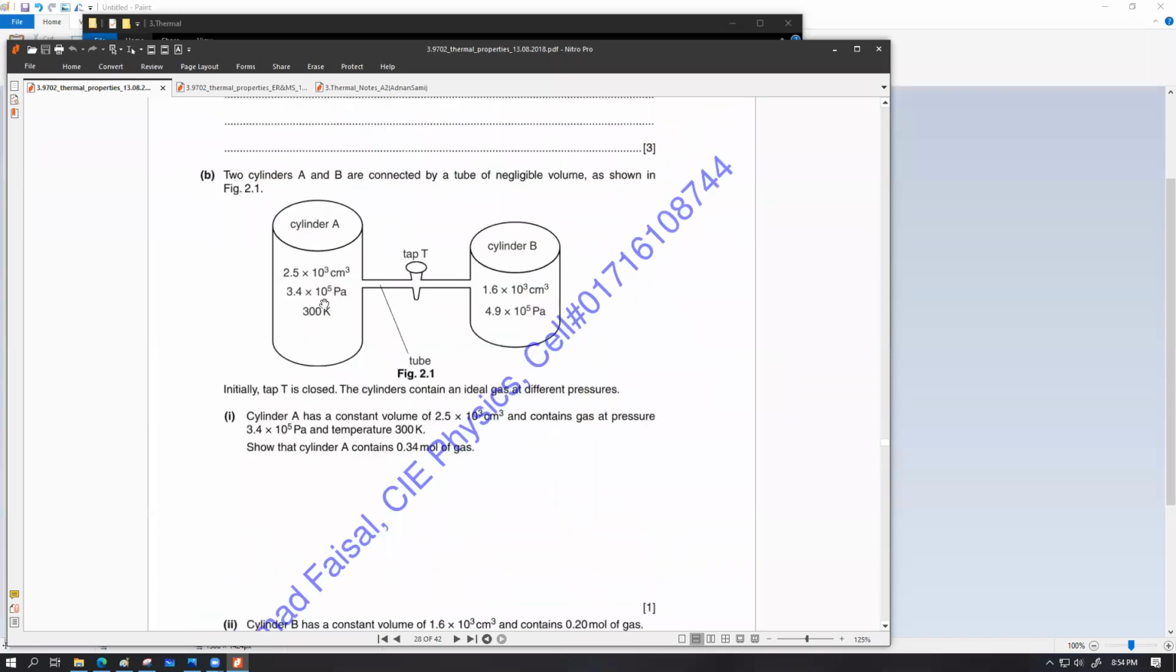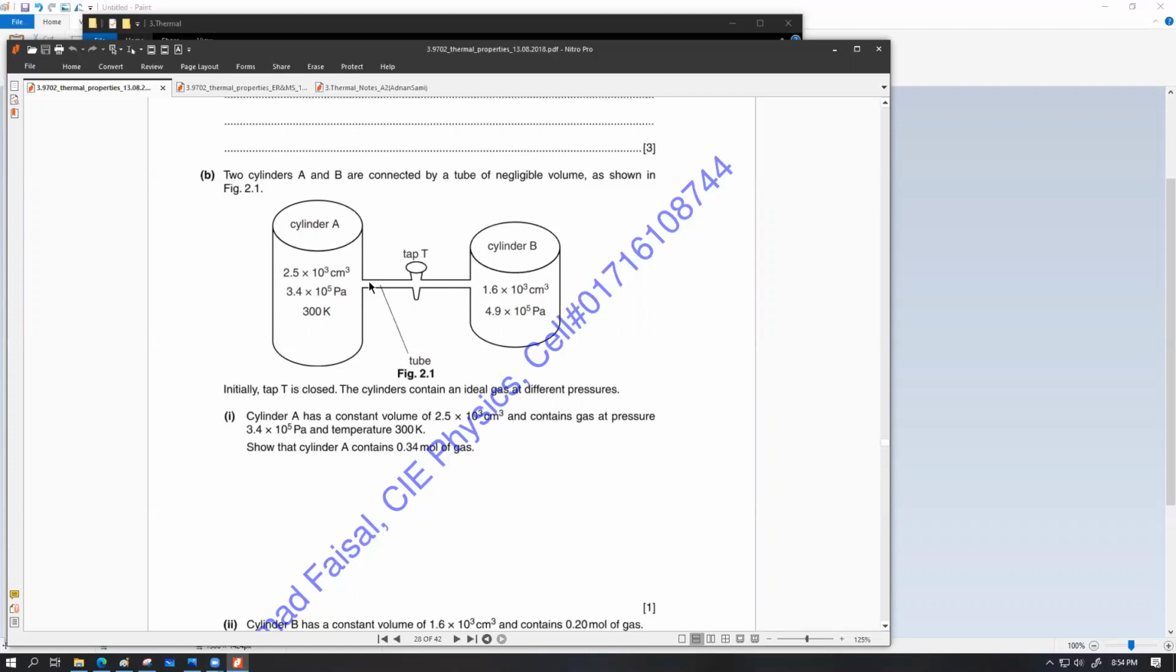Okay. Here's the deal. Whenever the tap would be opened, gas should be entering from cylinder B into cylinder A, because this one is at a lower pressure 3.4 × 10⁵. This one is at a higher pressure 4.9 × 10⁵. Which means when the tap is open, some gas, not all gas, some gas would be traveling from cylinder B into cylinder A till both of their pressures become exactly equal.